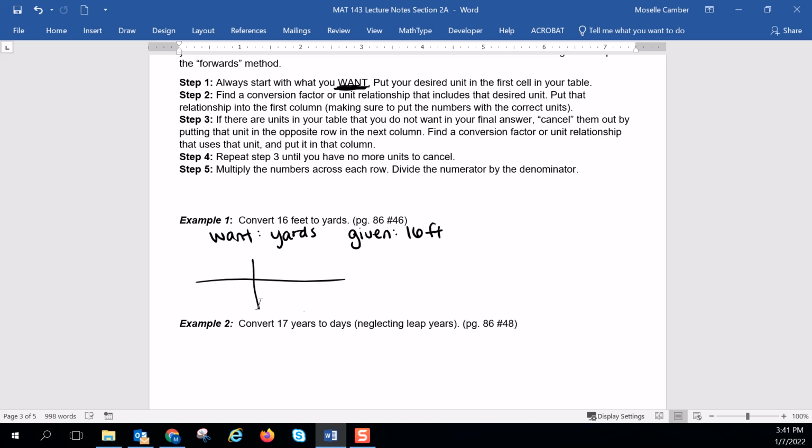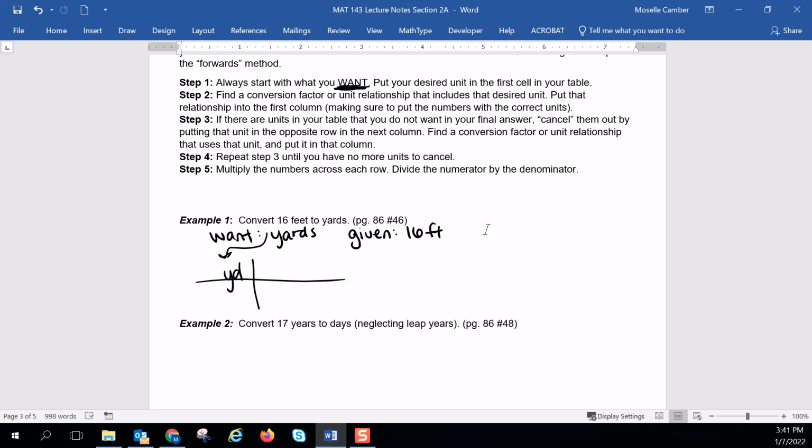So I'm going to set up a little table, and I'm going to add things if I need to. So 16 feet to yards, we're going to start with what we want. So we're going to put yard here. Now remember, in the real world, we can't have a unit without a number, and we can't have a number without a unit. So I need to have some sort of number to put there, and that's what step 2 is. So I need some conversion with yards.